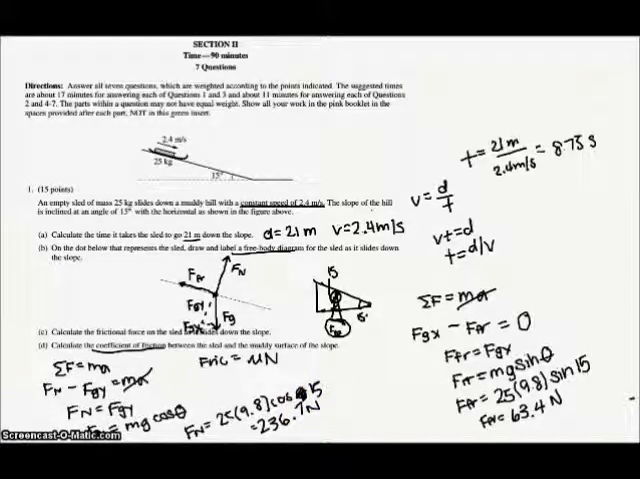So, in order to find the coefficient of friction, let's rewrite this equation. So it would be force of friction over the normal force. And if we plug everything in, we got force of friction over here, so 63.4 newtons over 236.7 newtons. You will get 0.27, and then that is your coefficient.